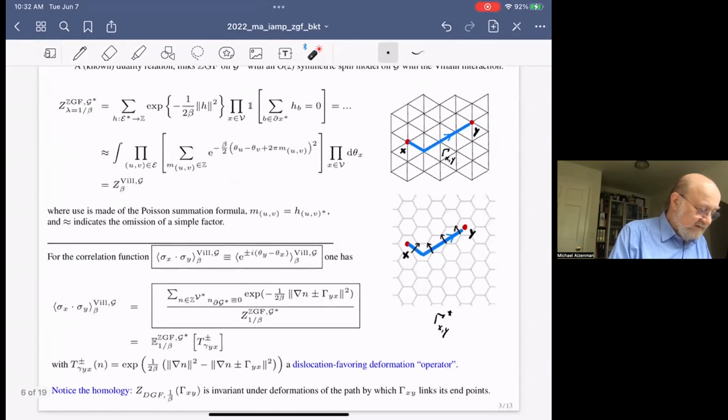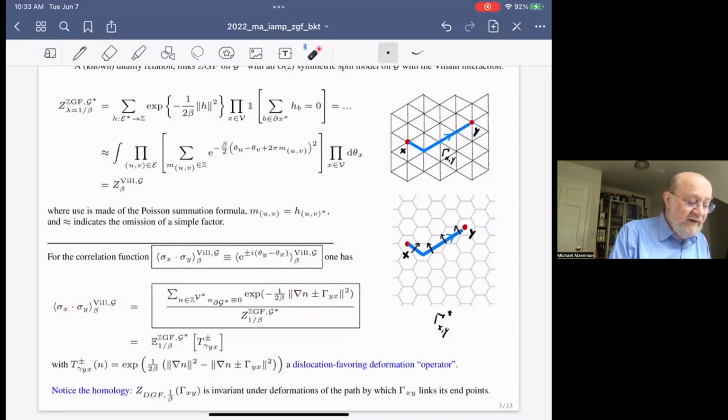Before I move on to the next point, here's a curious fact about this relation. You see, spin-spin correlation depends only on the sites x and y, whereas in the formula which I gave here, I'm referring to a particular path linking x with y, in a way that the spin-spin correlation is, to repeat what I said, expressed as the effect of introducing a dislocation favoring deformation operator.